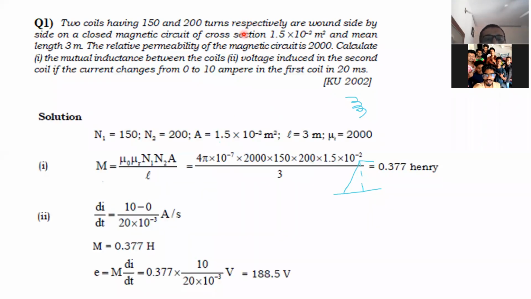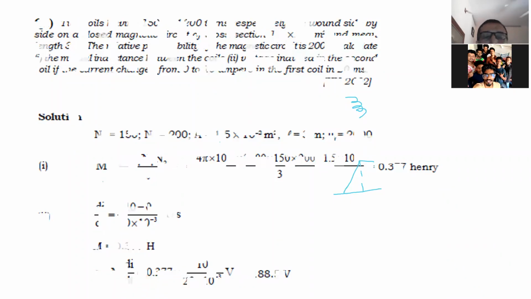So as Harinandan said, for examination, write all the things very neatly. Don't scribble. M is mu0 mu r N1 N2 A by L. Everything is given in this question. Only difficulty is di by dt. So di by dt is 10 divided by 20 into 10 raised to minus 3. So you got M. And this is the point: E is equal to M di by dt. So please do this problem and see whether you're getting it.